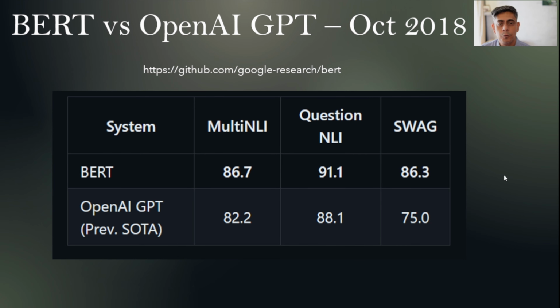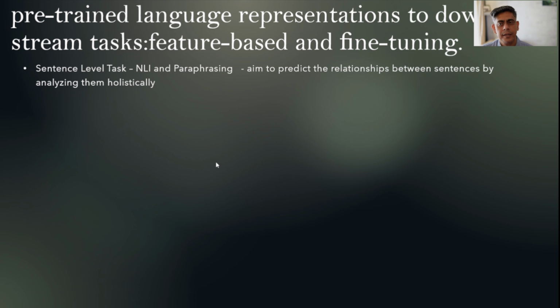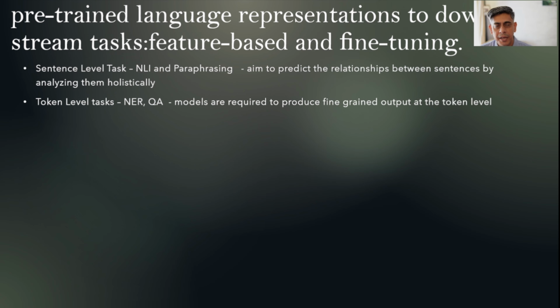So what is the argument for why it could do this? Let's learn that. They said that basically the NLP task can be broadly classified as sentence-level tasks, for example natural language inference or paraphrasing, where you need deep understanding of the sentence. And another is named entity recognition or QA, where you need token-level understanding.